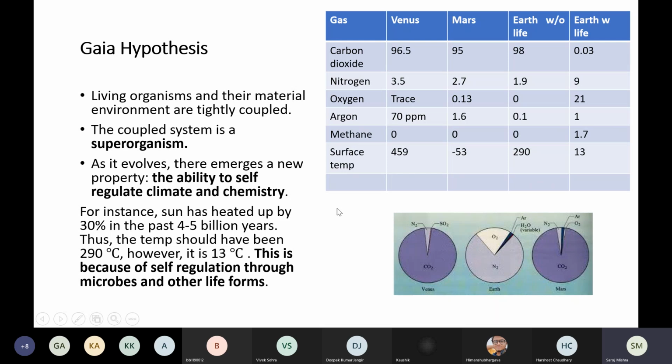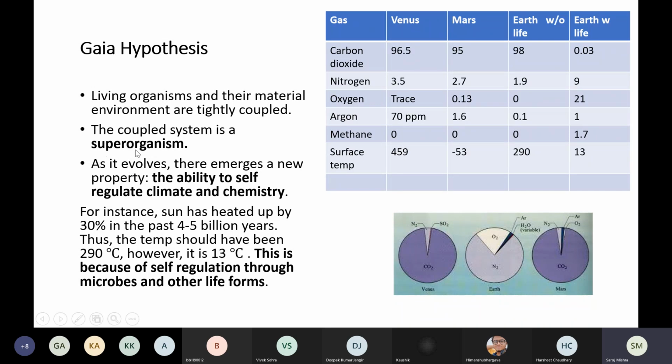All right. So now, before we start to look at individual cycles, there is something in ecology which was proposed by Gaia, and it is called the Gaia hypothesis. Now, over the years, he studied a lot of ecosystems and other things. And what he proposed is that the living organisms and their material environment are tightly coupled. And this coupled system is a superorganism. That is because whether it is plants or whether it is the microbes, they are an integral part of the environment, and together they constitute what is called a superorganism.